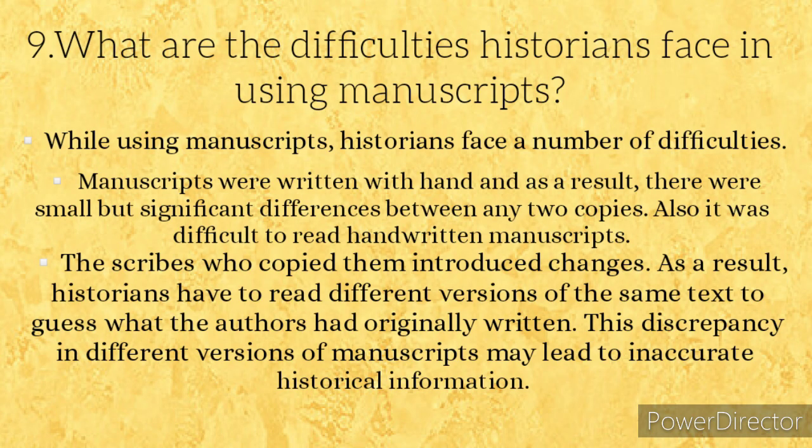Question number 9. What are the difficulties historians face in using manuscripts? Answer. First, while using manuscripts, historians face a number of difficulties. Second, manuscripts were written by hand, and as a result there were small but significant differences between any two copies. Also, it was difficult to read handwritten manuscripts. Third, the scribes who copied them introduced changes. As a result, historians have to read different versions of the same text to guess what the author had originally written. This discrepancy in different versions of manuscripts may lead to inaccurate historical information.